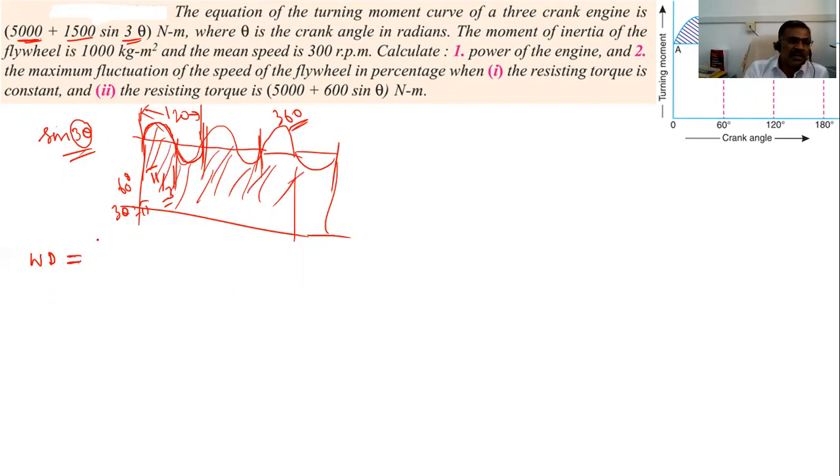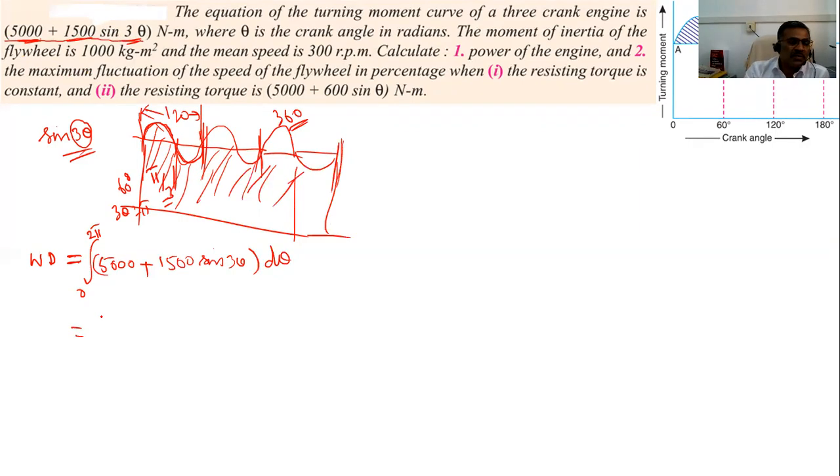You must have studied integrating 0 to 2 pi. I am calculating for 360 degrees, three cycles. Otherwise, you can calculate for 60 degrees also, nothing wrong, because it is one cycle. But anyway, the answer will be the same. 0 to 2 pi. And what is the equation? This is the torque equation: 5000 plus 1500 into sine 3 theta. Integrate with respect to theta.